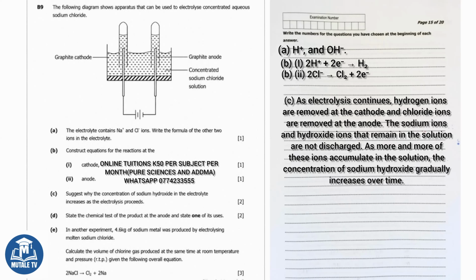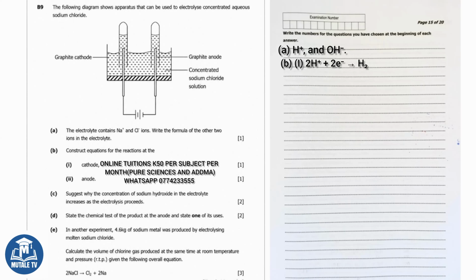Part E says, in another experiment, 4.6 grams of sodium metal was produced by electrolyzing molten sodium chloride. Calculate the volume of chlorine gas produced at the same time at room temperature and pressure. Given the following overall equation, 2NaCl gives Cl2 plus 2Na. Let me work through this step by step.